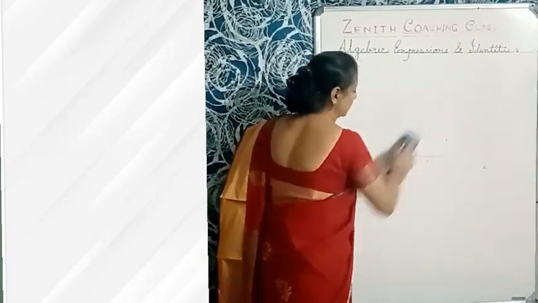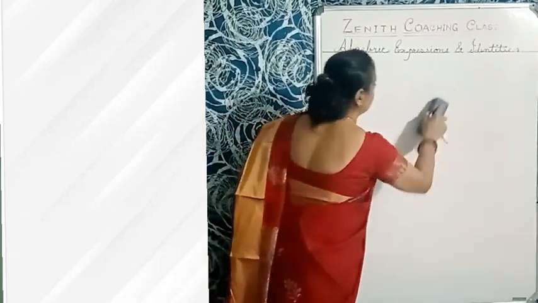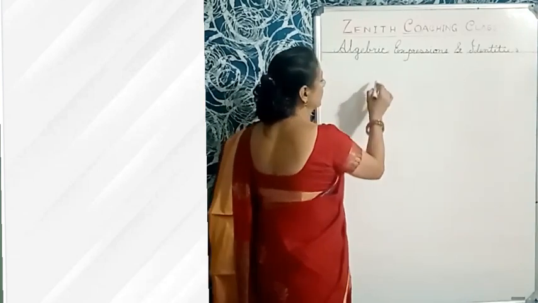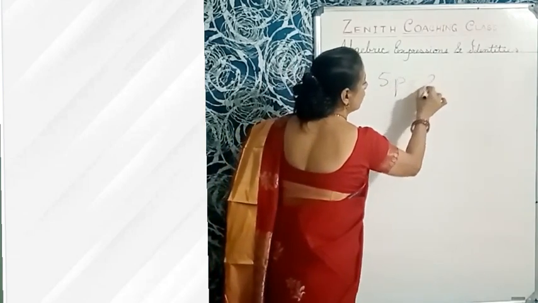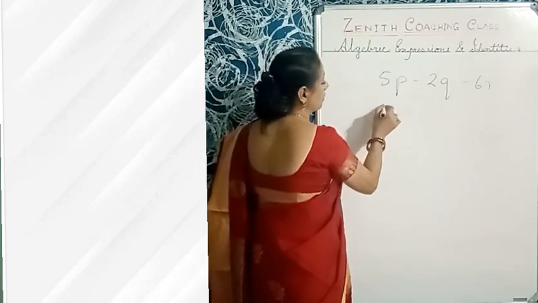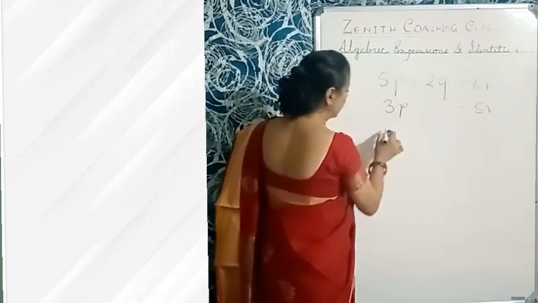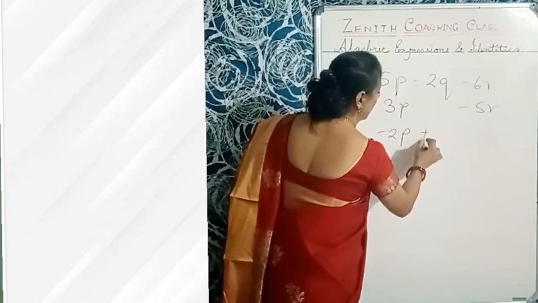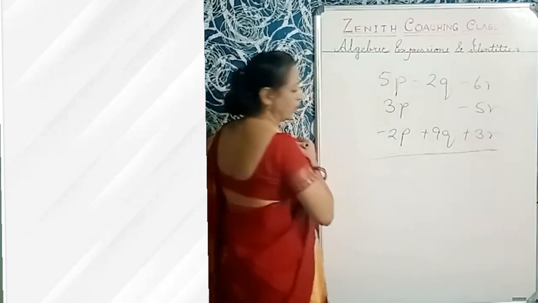Now the sum is... I'm taking time to rub the board. Okay, now here is the sum: 5p minus 2q minus 6r, then 3p minus 5r, then minus 2p plus 9q plus 3r. So you have to add it.